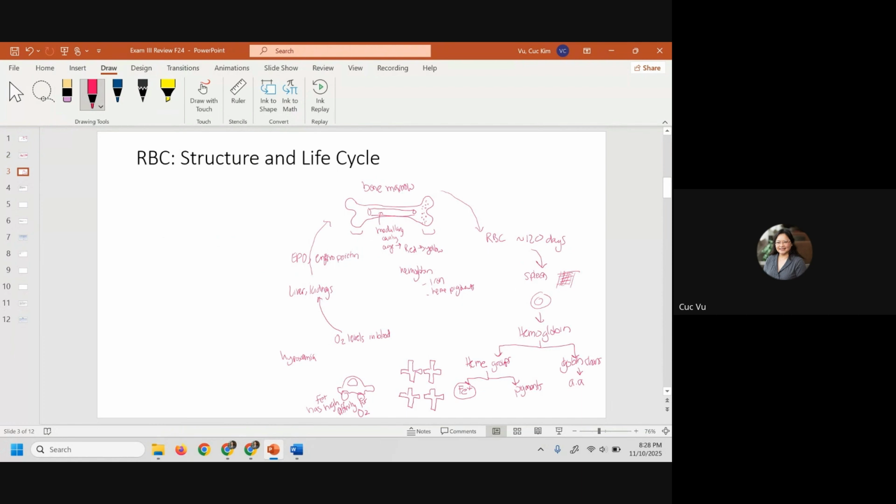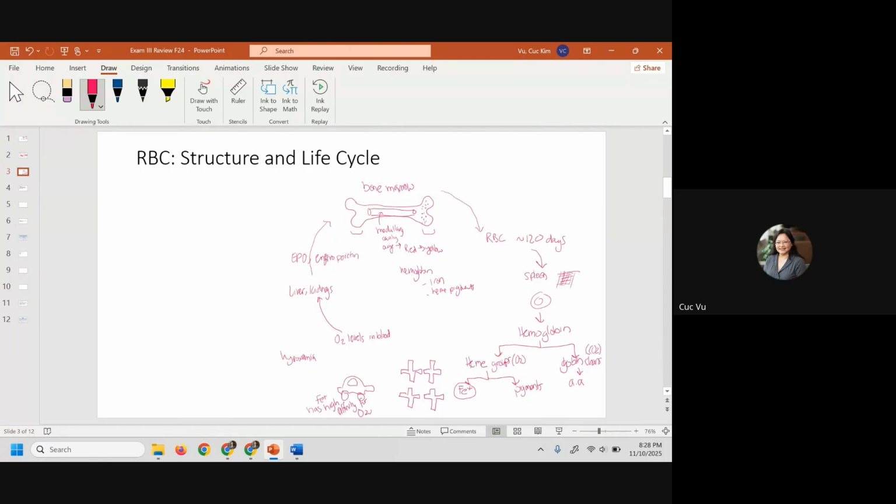Where globin chains carry what? They are proteins, they're made up of proteins. But what do they carry? What do they transport? Carbon dioxide. Exactly. Just a side note, the heme group carries mainly oxygen, but guess what?